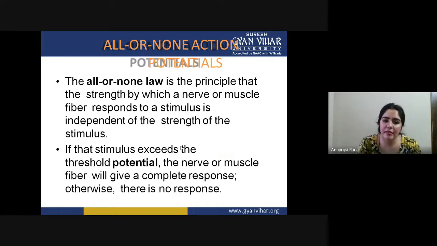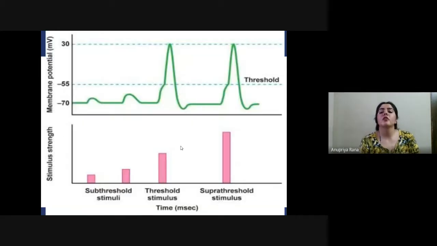If the stimulus exceeds the threshold potential, the nerve or muscle fiber will give a complete response, otherwise there is no response. This whole process only happens if the stimulus exceeds the threshold potential. If there is no threshold reached in the action potential, there will be no response to a particular stimulus. So getting a threshold is very important. This is the resting membrane potential, and these are the thresholds. Above minus 55 millivolts, you reach the threshold, and only these will get a response.